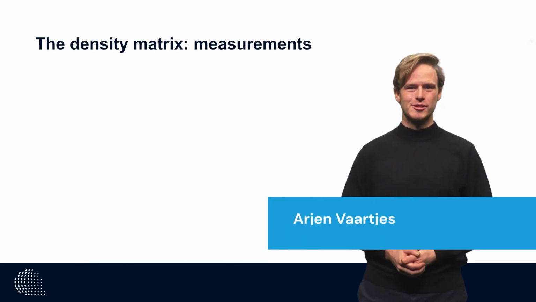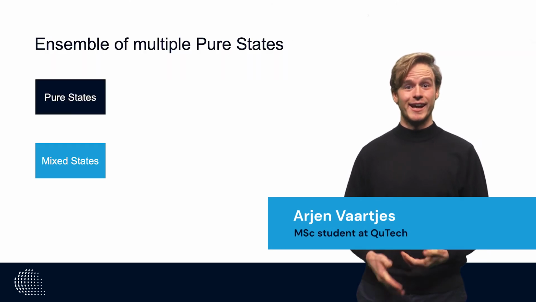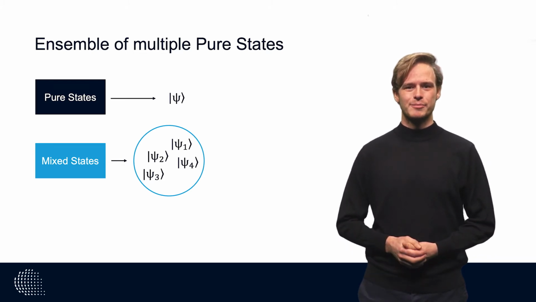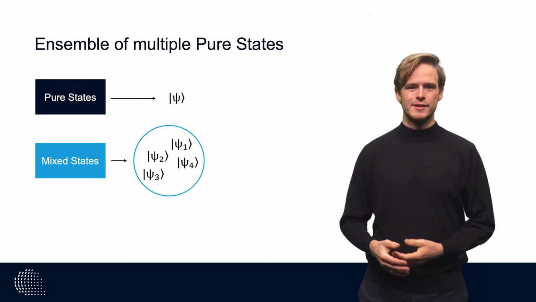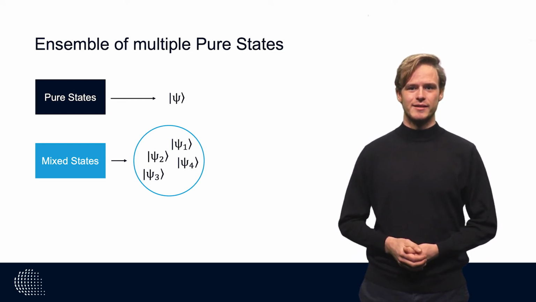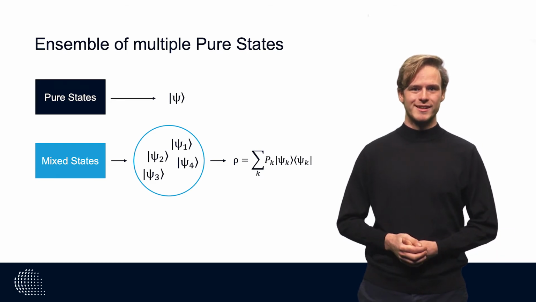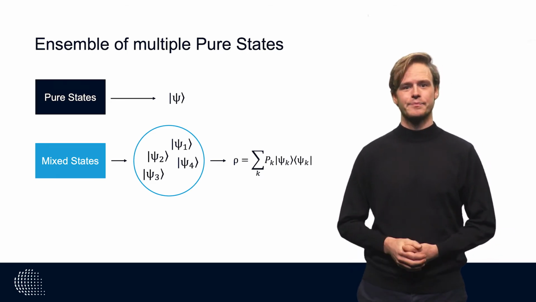In this video, you will learn how to write down measurements on any state, both pure and mixed. We will treat measurements with density matrices. We can write down a density matrix as a statistical combination of pure states ψ_k, where p_k is the probability that the state is in ψ_k.